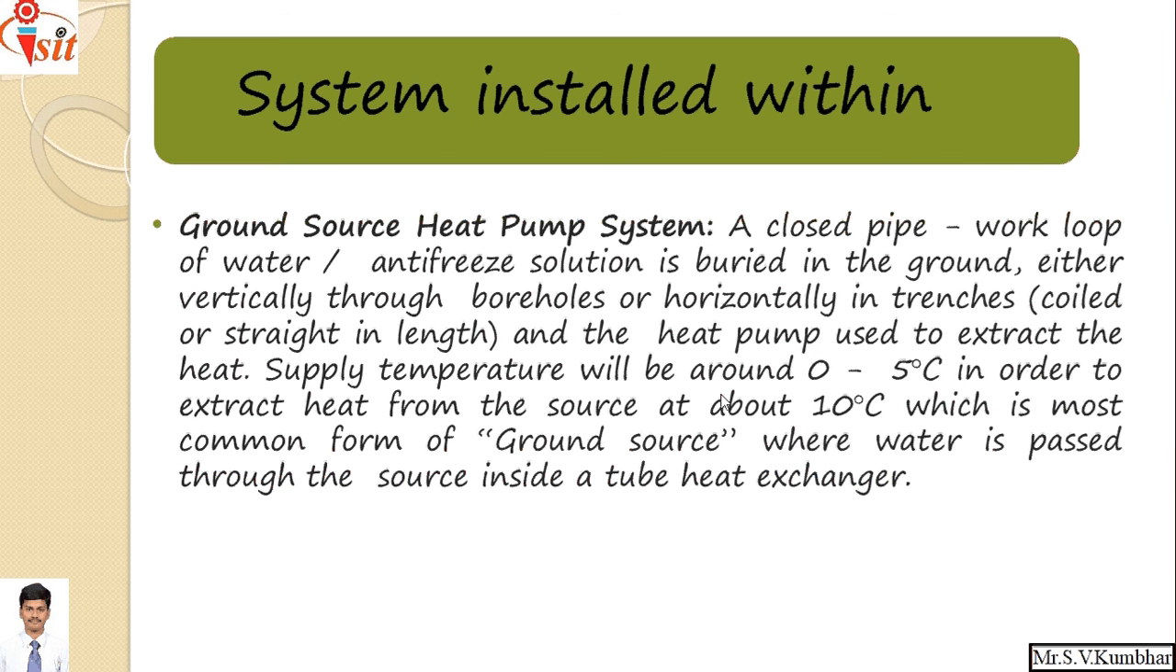Ground source heat pump system. In a ground source heat pump system, a closed pipe loop of water and antifreeze solution is buried in the ground, either vertically through boreholes or horizontally in trenches, that is coiled or straight in length, and the heat pump is used to extract the heat. Supply temperature will be around 0 to 5 degrees centigrade in order to extract heat from a source at 10 degrees centigrade, which is the most common form of ground source, where water is passed through the source inside a tube heat exchanger.